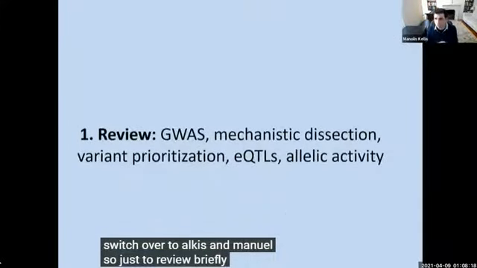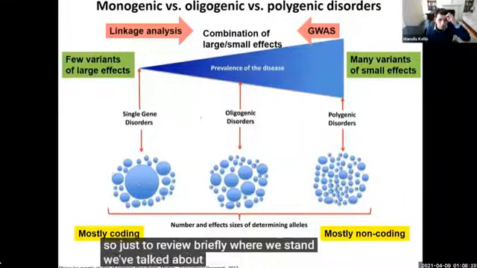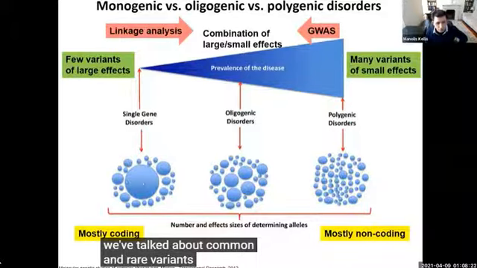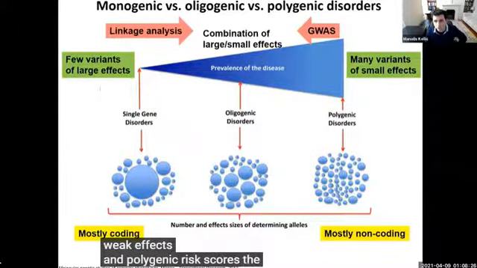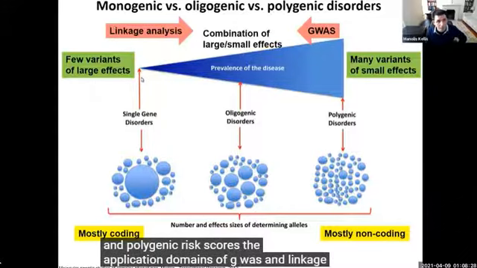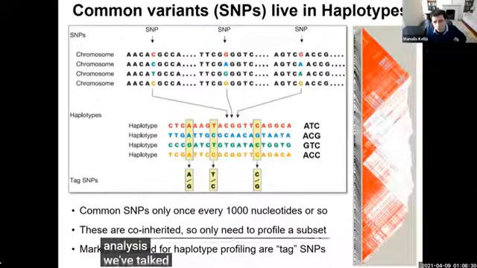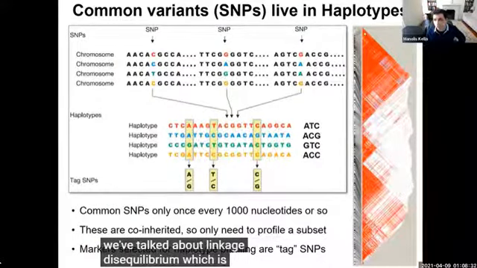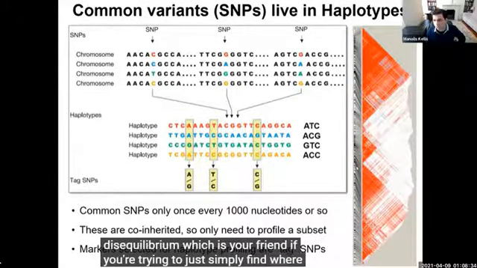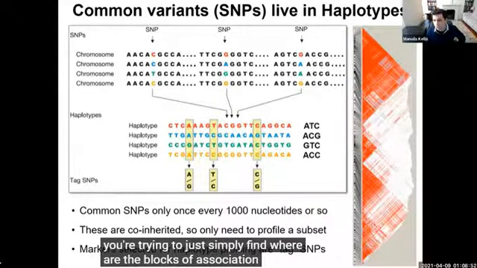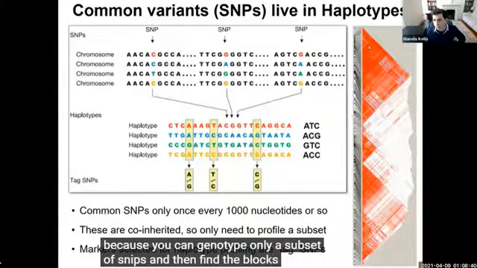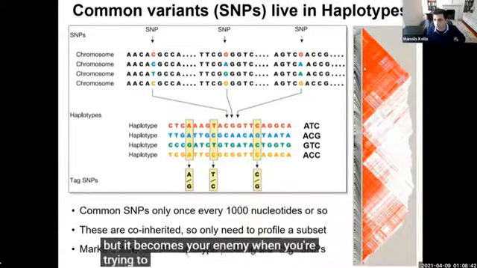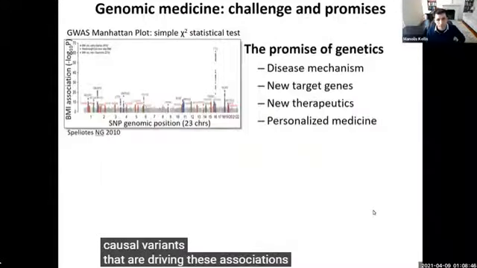Just to review briefly where we stand, we've talked about common and rare variants, strong effects and weak effects, and polygenic risk scores, the application domains of GWAS, and linkage analysis. We've talked about linkage disequilibrium, which is your friend if you're trying to simply find the blocks of association, because you can genotype only a subset of SNPs and then find the blocks, but it becomes your enemy when you're trying to map the causal variants that are driving these associations.